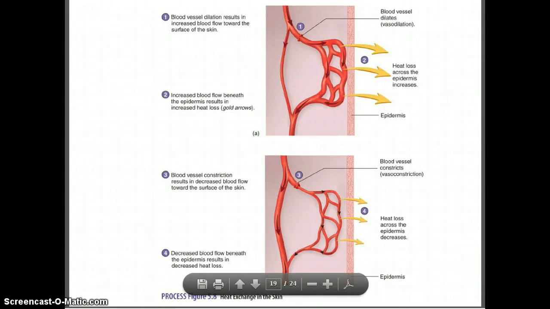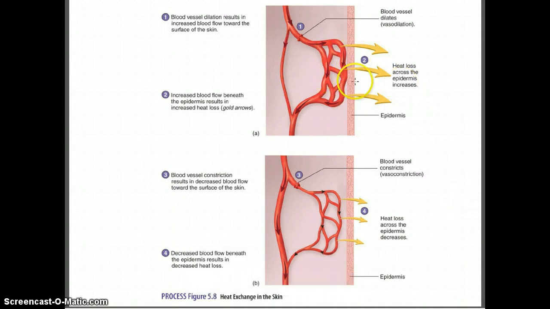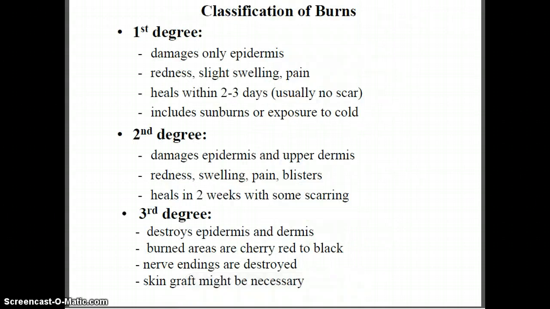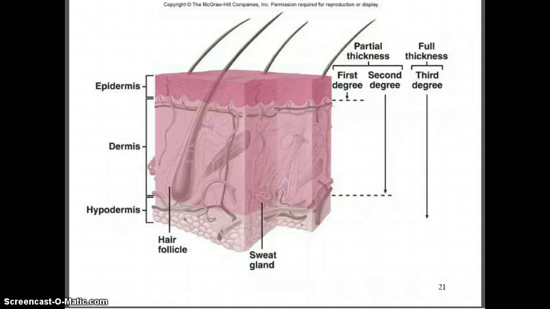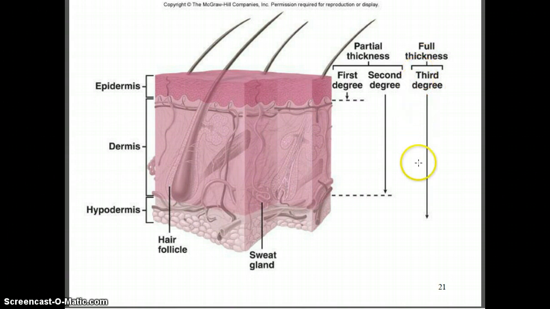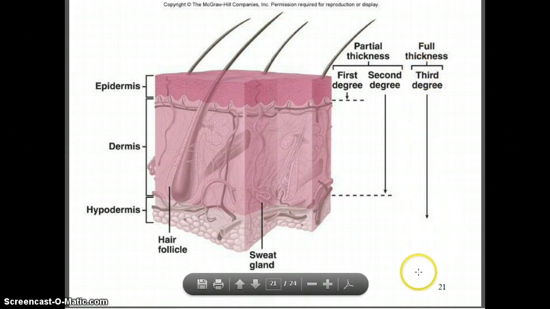This shows you diagrammatically the dilation of capillaries close to the surface of the skin to release heat and the constriction of capillaries close to the skin to conserve heat. All right, last topic, well, almost the last topic, is classification of burns. Take a look at the difference between first, second, and third degree burns. There's also a section in your book about these. Please read that. We call a third degree burn a full thickness burn because it does go through all the layers of the skin, including the hypodermis down to the muscle.